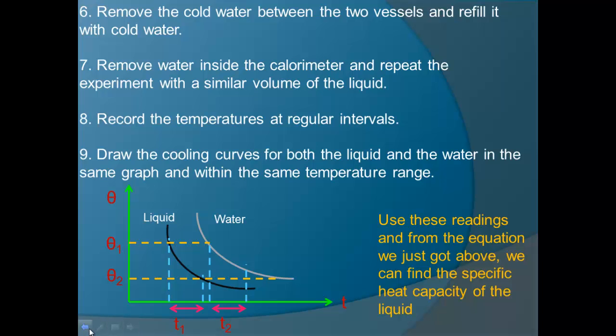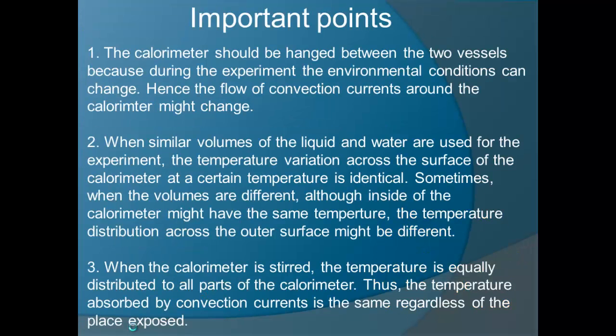You know TW and TL. So T2 is actually TW and T1 is actually TL. Now you know TW, TL, the masses of water and the liquid, and theta 1 and theta 2. What you are left with is the specific heat capacity of the liquid, and you can find that using the equation.